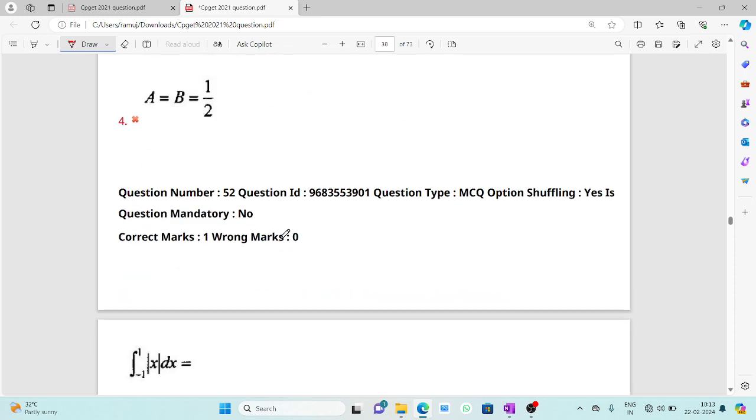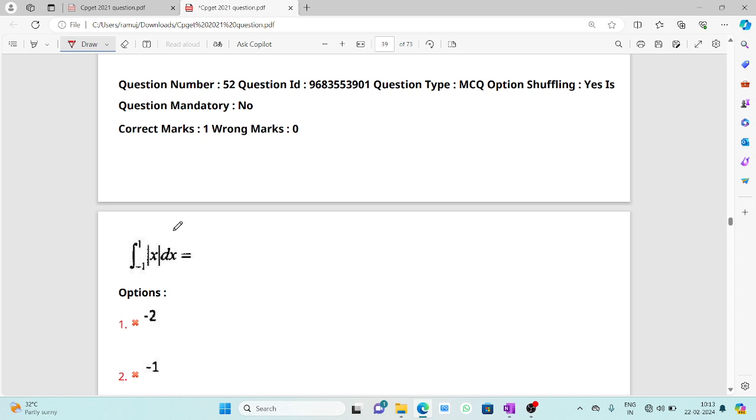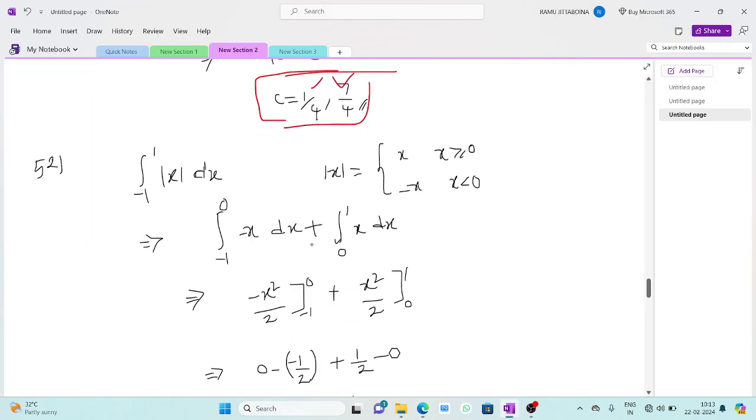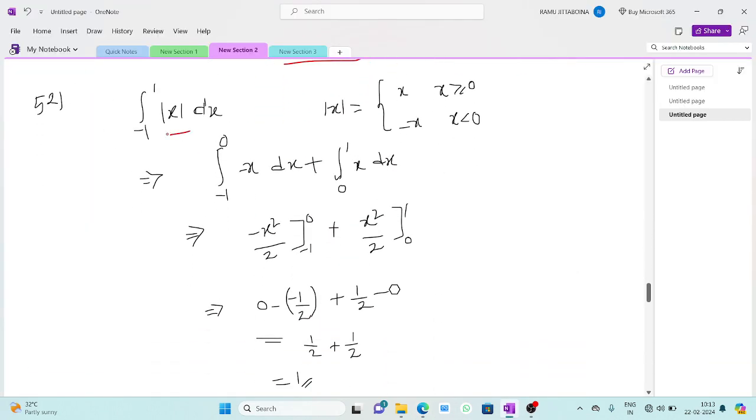The 52nd one is a basic calculus question: the integration from -1 to 1 of |x| dx. Whenever this type of mod x question comes, I will tell you one trick. You don't do it directly from -1 to 1, because if you do it directly, it goes to 0. So don't do it like that.